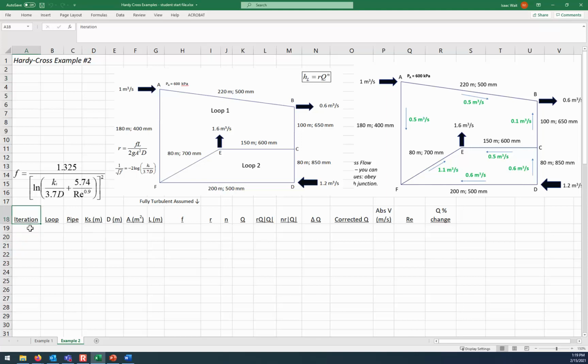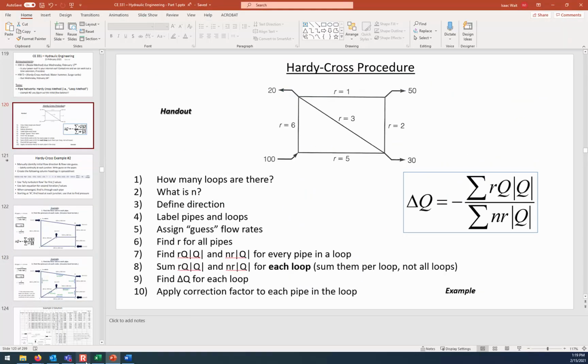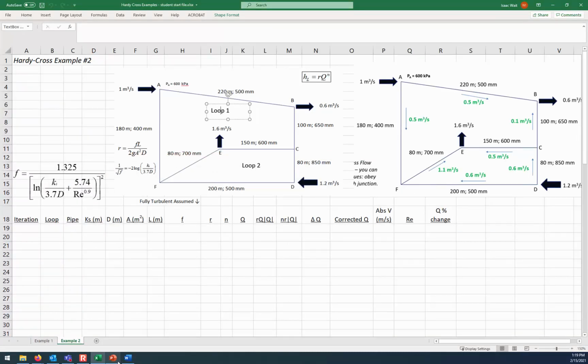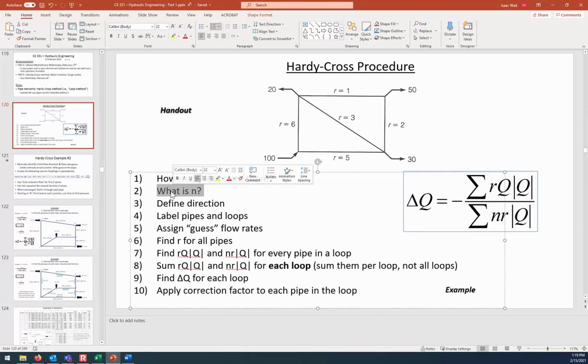Here's the template, and we've identified the loops. Okay, now hold on. Back to this process here. How many loops are there? Okay, there's 2 loops. So we need to label them loop 1 and loop 2. I'm calling the upper loop loop 1, and the lower loop is loop 2. All right. Next step. What is N?